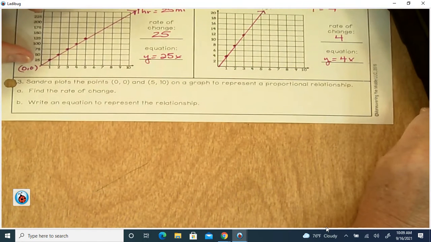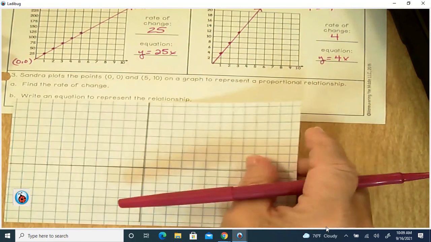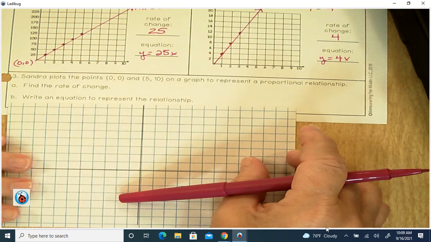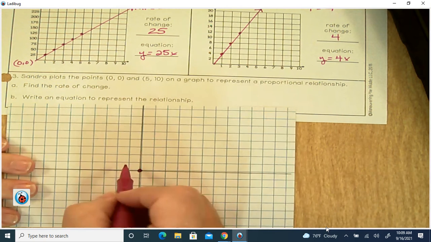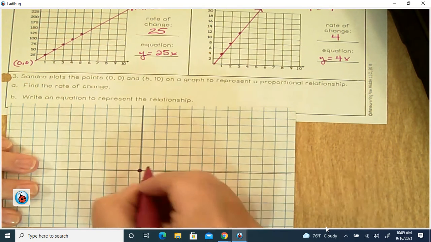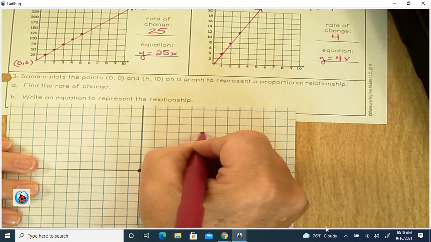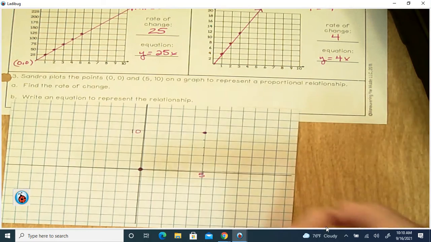All right, and this last one at the bottom here, Sandra plots the points at 0, 0, and 5, 10 on a graph to represent a proportional relationship. And what I did was I made this right here, just right quick. And she plotted at 0, 0, right? Which is right there. And then she plotted at 5 and 10. I'm going to count these going up by 2. 2, 4, 6, 8, and 10. So this is 10, and this is 5, right? And I'm going to draw a line.